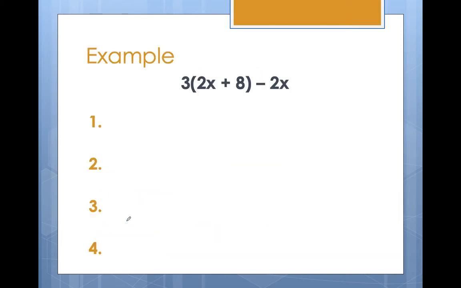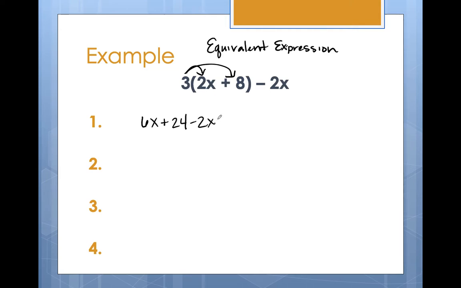So let's take a look at an example. If I gave you this expression, 3 times the quantity 2x plus 8 minus 2x, if the directions say to simplify, then there is one clear correct answer. If the directions just say to write an equivalent expression, there are actually an infinite number of possible correct answers. So one thing you could do is distribute the 3 to the 2x and the 8, and write 6x plus 24 minus 2x and be done.